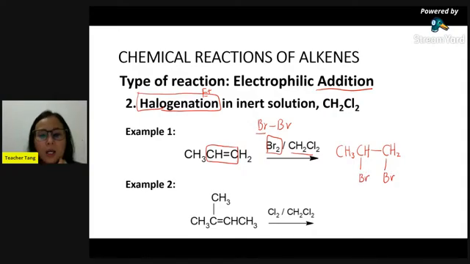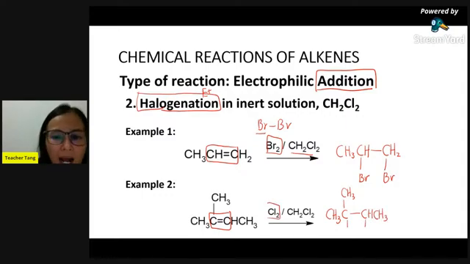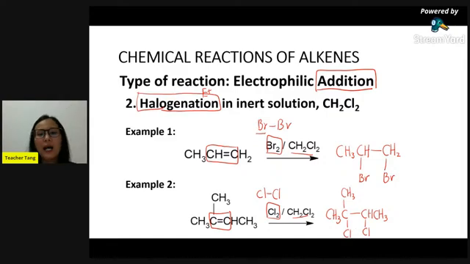Now we move on to look at the second example. Still an alkene, carbon-carbon double bond, which undergoes addition type of reaction. So the double bond will become single bond. The electrophile chlorine in the inert solvent won't affect the product, so the chlorine will go to each side of the carbon-carbon double bond. So this is halogenation in inert solvent.